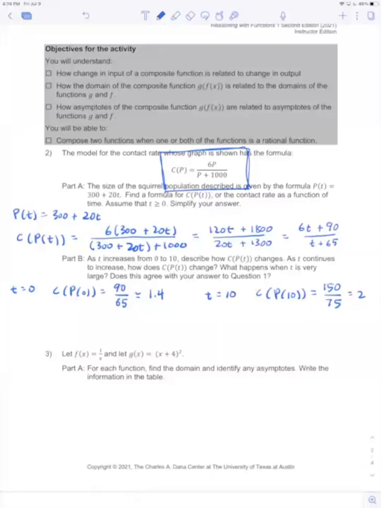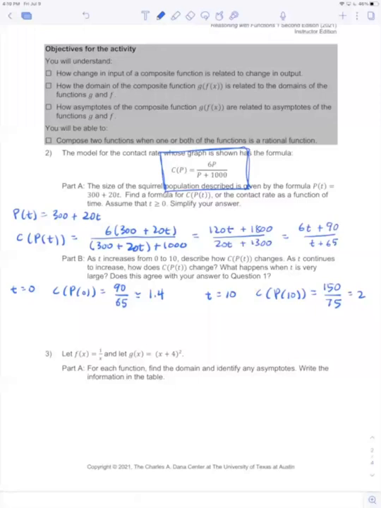As t gets large, C of P of t approaches the line y equals 6. And this is a horizontal asymptote, and yes, this agrees with the answer to question 1.